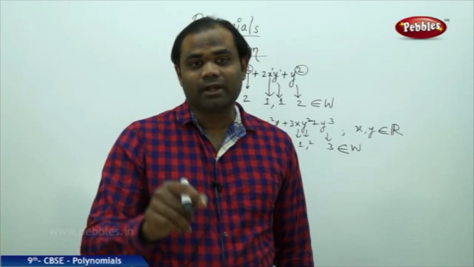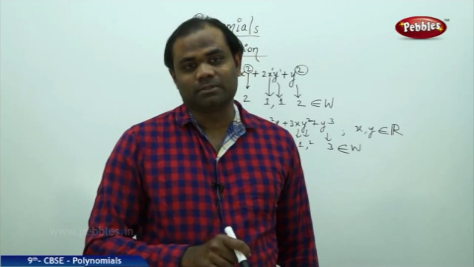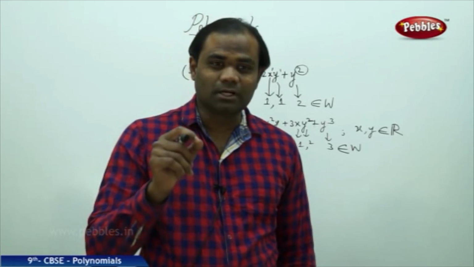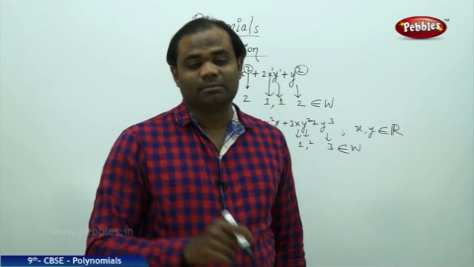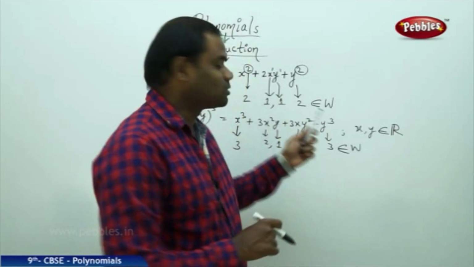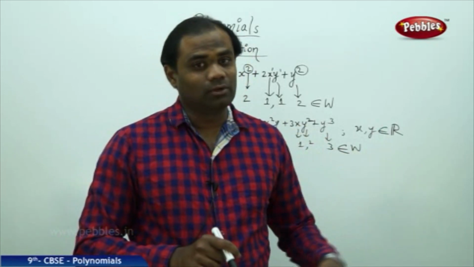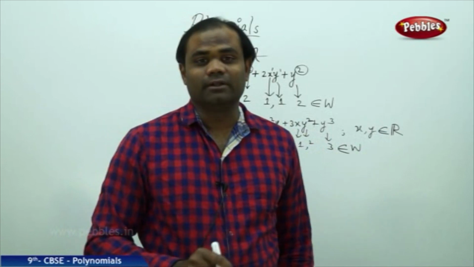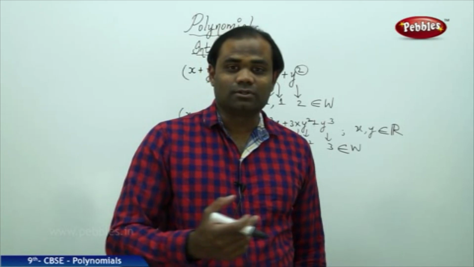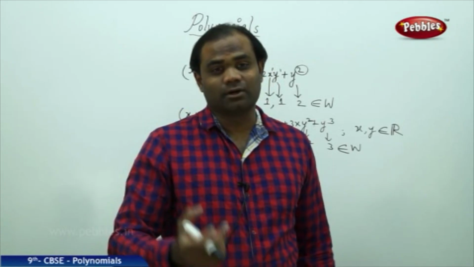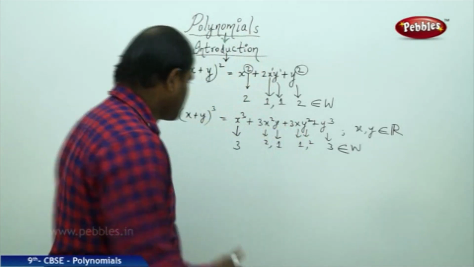A polynomial is defined through the powers of the variables. If the powers of the variables are whole numbers, then the expression is a polynomial. If the powers of the variables are not whole numbers, then the whole expression cannot be defined as a polynomial. Let's see an example which is not a polynomial to understand the concept better.